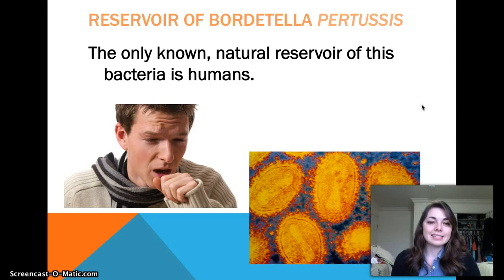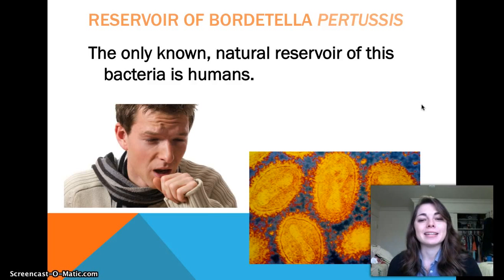And last, this is pretty quick. There's only one known natural reservoir of this bacterium, and it's humans. And so lucky us. But that is the basics of the etiology of Bordetella pertussis, the main causative factor of whooping cough.